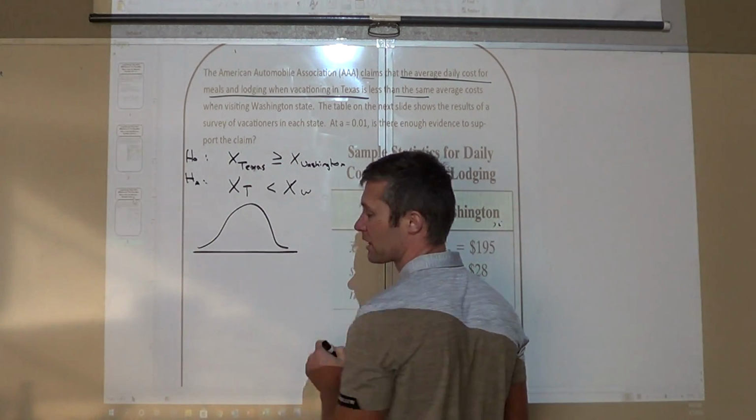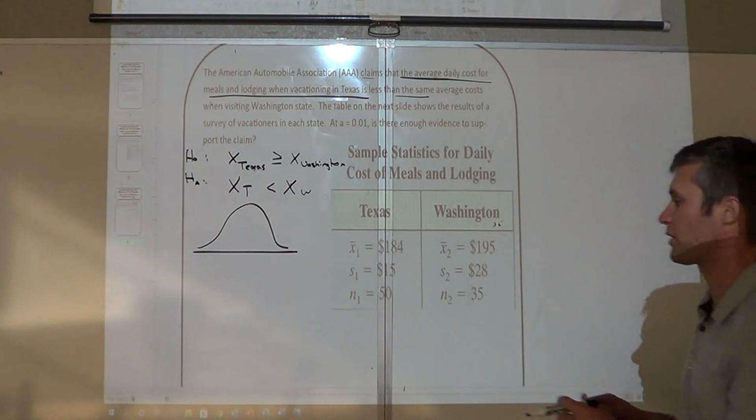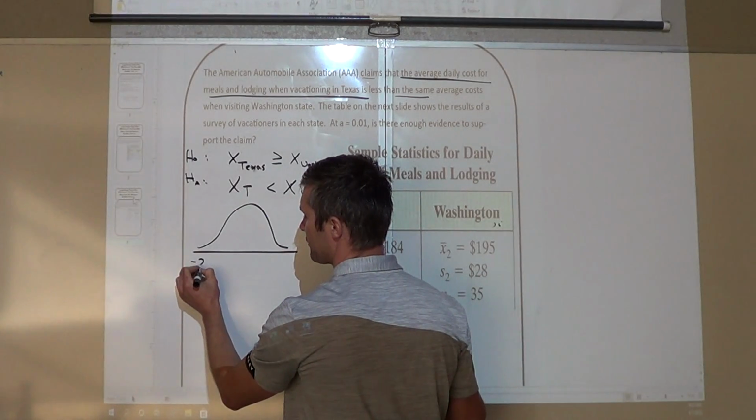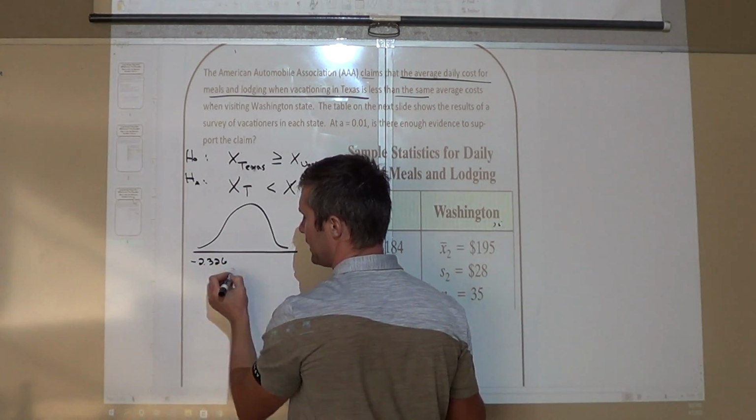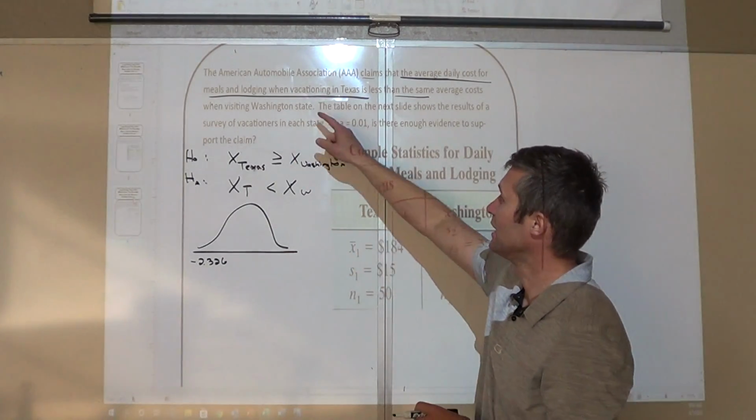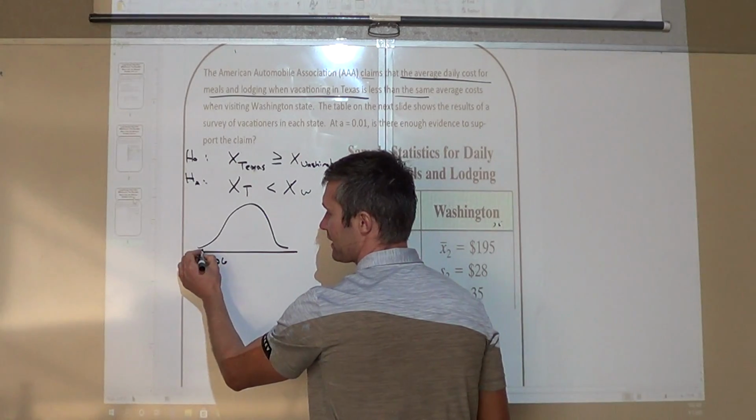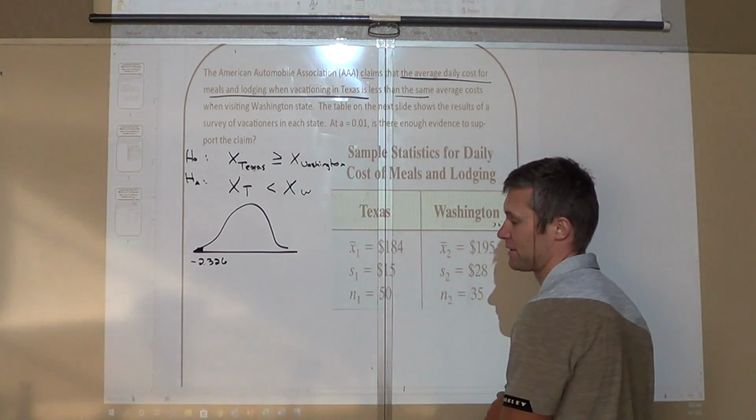So again, go back to your z-score, look down at 0.01. If you do, you get negative 2.326. Now, we're comparing Texas first. So Texas, it's less than, so it's going to be a lower tail test. So we're going to see anything to the left of that, anything less than that.